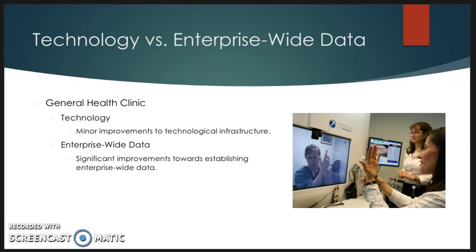Technology is the means with which enterprise-wide data is viewed and manipulated, whereas enterprise data in and of itself is that data that is used by any member within an organization at any level. Without one or the other, technology or enterprise-wide data, the opposite cannot be completely utilized.